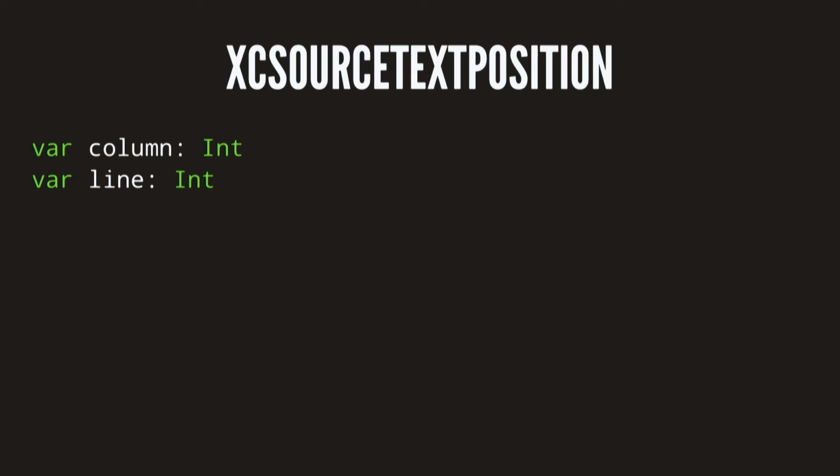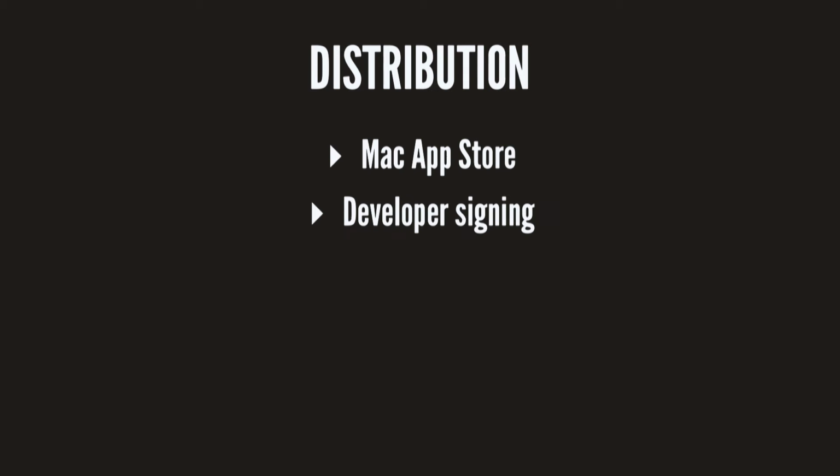We have an XC source text position. This is basically to see the insertion point of the user, so we know which line and which column they're in. And that's it. So the API is not really big. It all basically deals with defining menu items, or dealing with the user selection, or dealing with the code of the current file. That's all we have.